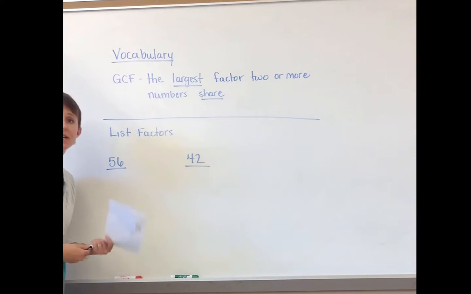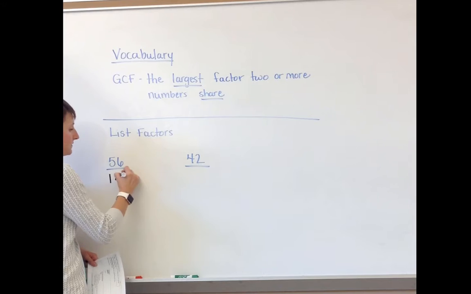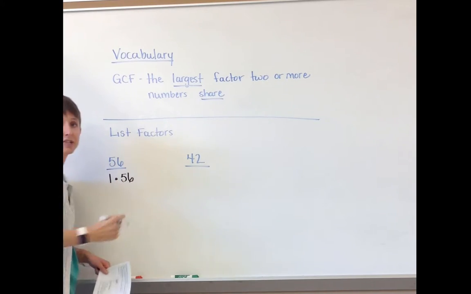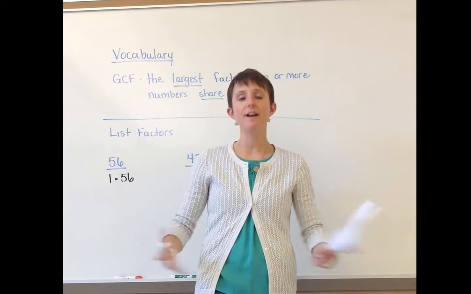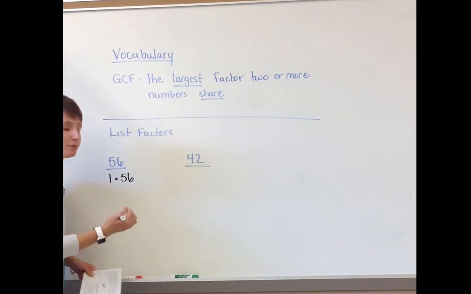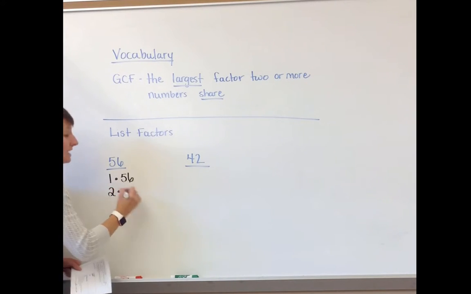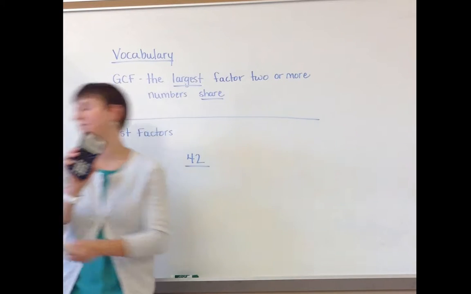Let's list the factors of 56. Now this time, 1 and 56 will work as factors because we're not trying to find prime numbers or anything like that. So again, we're just listing factors. We want to include 1 and 56. Anything times 2? Yep, 2 times something. And if you don't remember, could you use this tool?